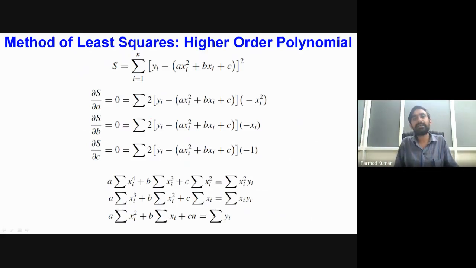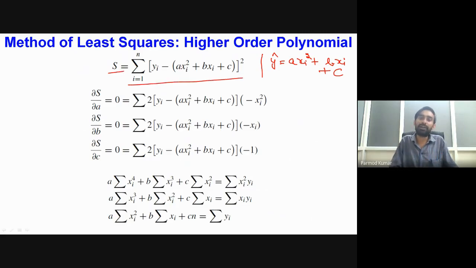So if we consider a quadratic polynomial, we will have y cap as nothing but a x_i square plus b x_i plus c. For that, if we define the sum of squares of deviation, we will get this equation. Now in this quadratic polynomial we have three coefficients a, b and c, so we have to minimize this S with reference to a, b and c.